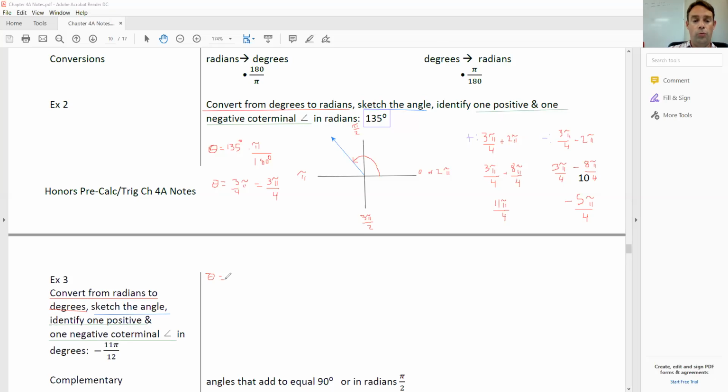So I'm going to turn it into degrees. I'm going to take my negative 11 pi over 12 and multiply it by 180 degrees over pi. So 12 goes into 180 15 times. The pi's are going to cancel out. So 15 times 11, that'd be negative 165 degrees. So I'm going to go through now and sketch negative 165 degrees.